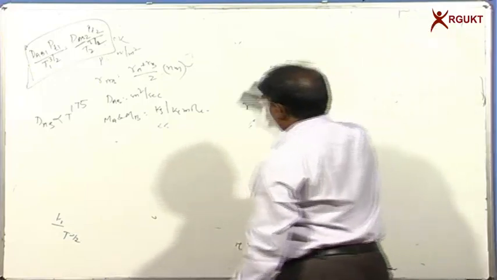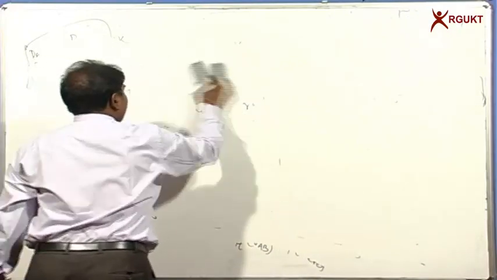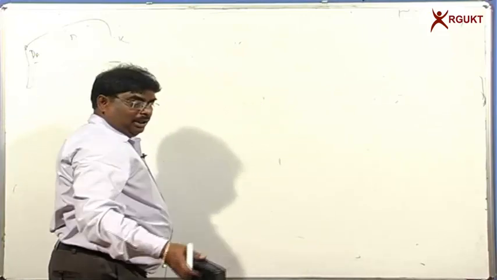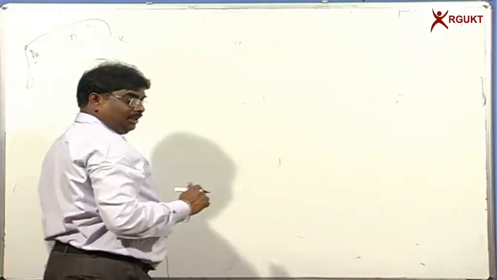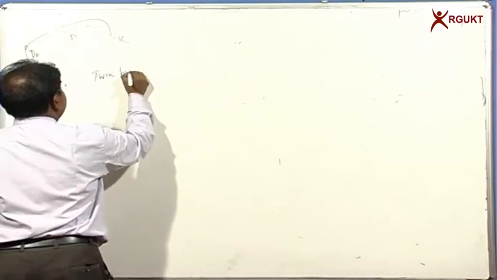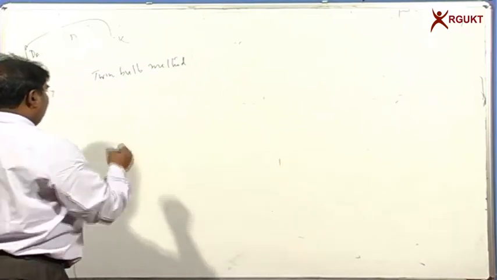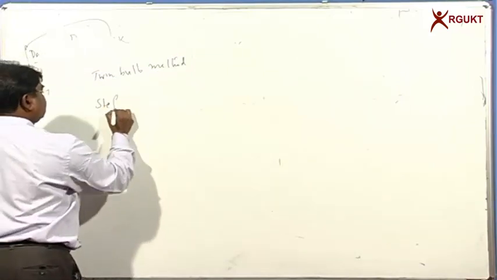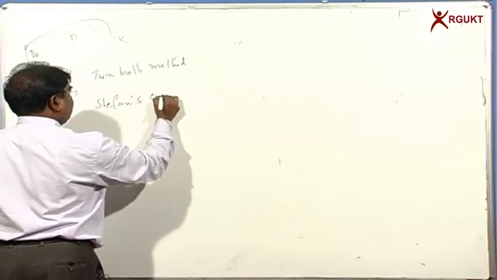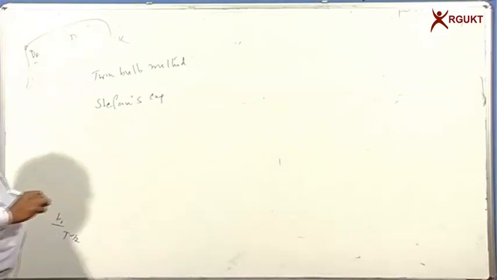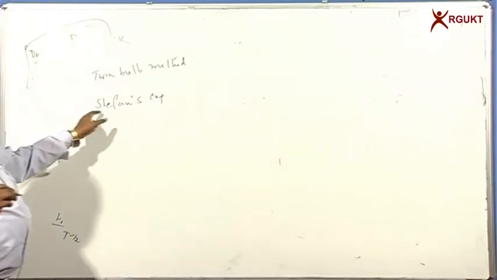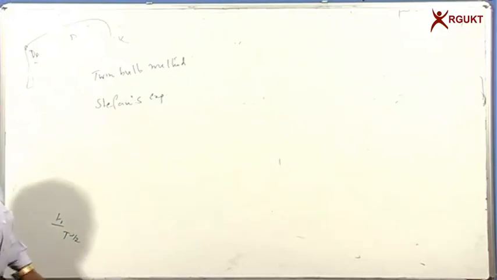Sometimes we are interested in estimating the diffusion coefficients experimentally. If somebody wants to estimate the diffusion coefficient experimentally, then we have the twin bulb method or Stefan's experiment. In the case of gaseous systems, in most cases people follow Stefan's experiment rather than the twin bulb method.